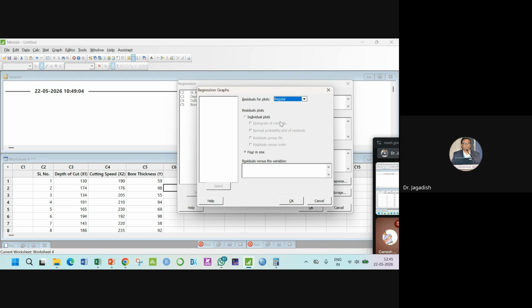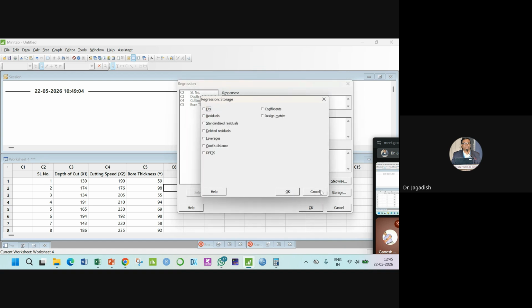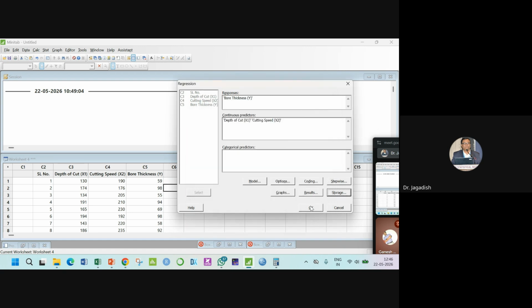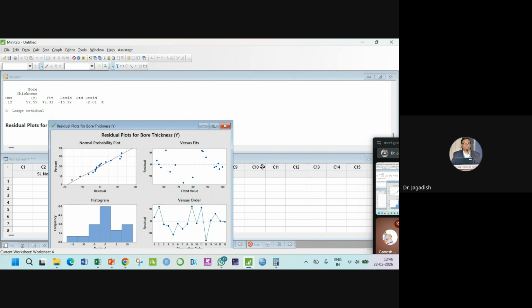I want the residual histogram, normal probability plot, residual versus fit plot, and residual versus order plot. Then in storage, you can store residuals, you can store fits, and standard residuals are not required. Cook's distance is also not required. Coefficients you can also store. That will be there in the session window. If you want, you can store it also. So now you can see here.